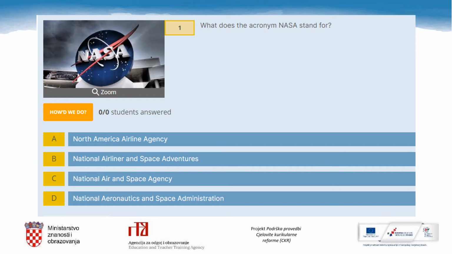What does the acronym NASA stand for? A. North America Airline Agency. B. National Airliner and Space Adventures. C. National Air and Space Agency. Or D. National Aeronautics and Space Administration. The correct answer is D. National Aeronautics and Space Administration.